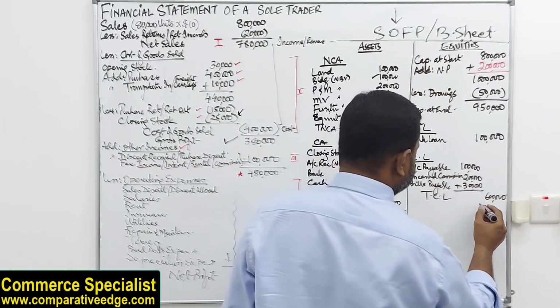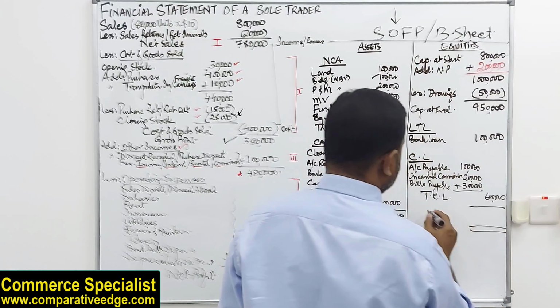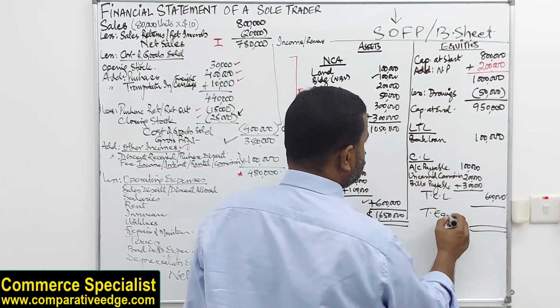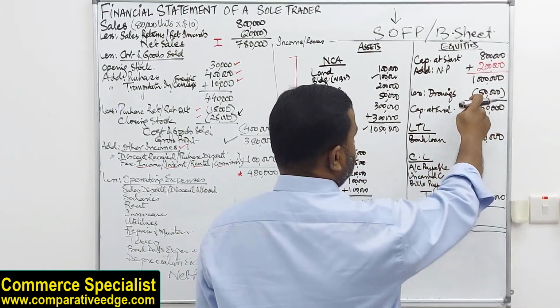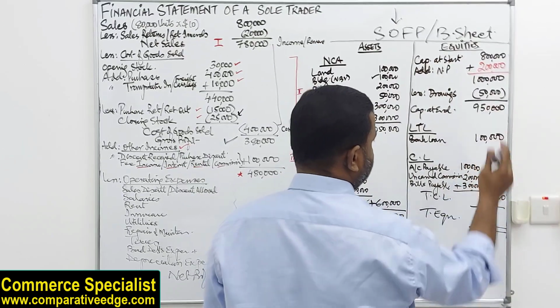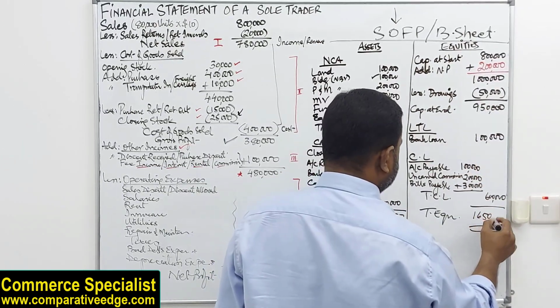When you add all this, you will get total equities: 1,650,000.